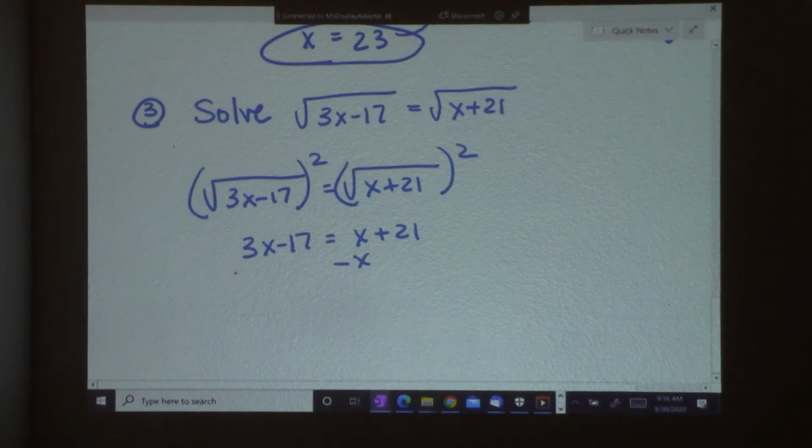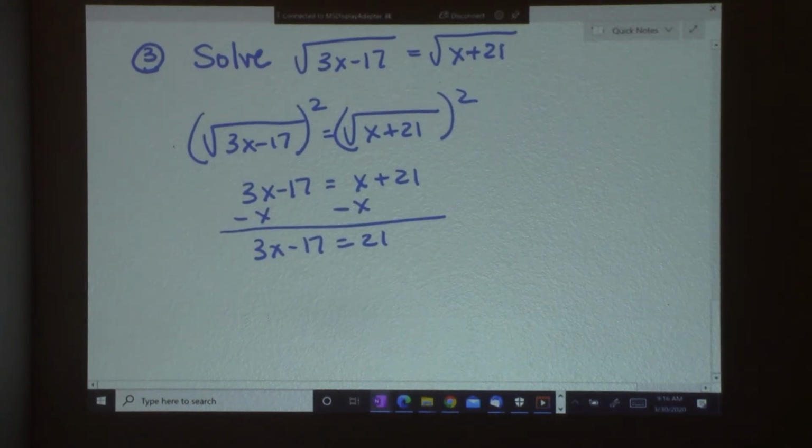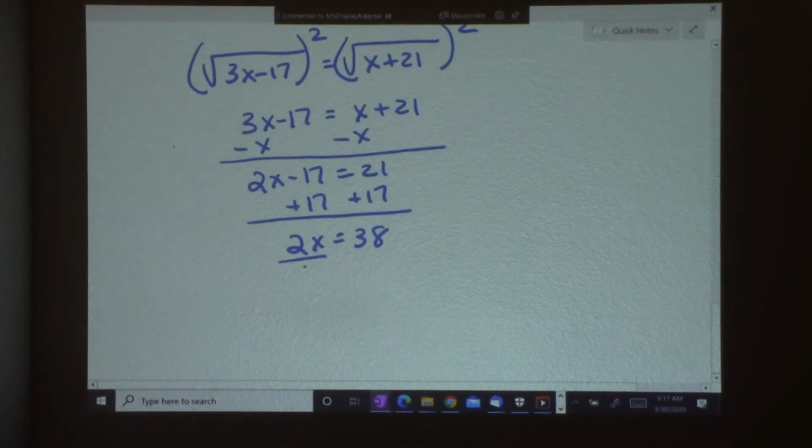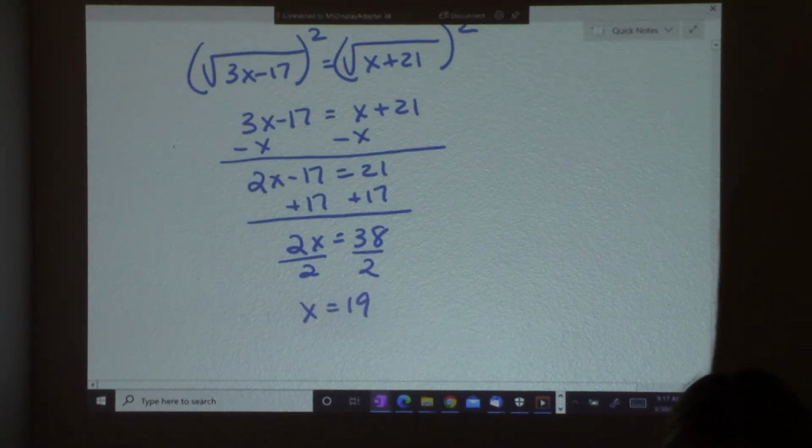Alright, so I've got minus x. 3x minus 17 equals 21. I'm going to add 17 to both sides, and I get 3x equals, oh, I'm sorry, 2x. This is 2x, I forgot to subtract. Glad I found that mistake. I need you guys to catch me. 38. So now I'm going to divide by 2, and I get x equals 19.